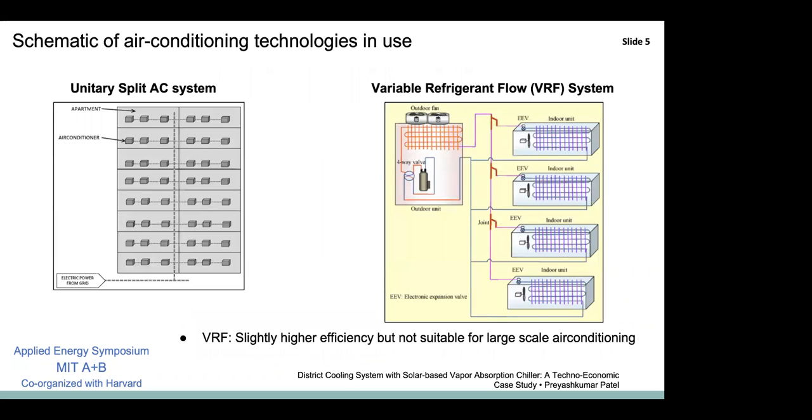Fortunately, with the existing technologies, air conditioning can be provided with a smaller carbon footprint. Some examples of those technologies are the unitary split air conditioning system and the variable refrigerant flow air conditioning system. The unitary split air conditioning system is commonly found in households, and the variable refrigerant flow is generally used in high-rise buildings and public spaces such as malls and restaurants. However, it has only slightly higher efficiency. It is not suitable for large-scale air conditioning applications.